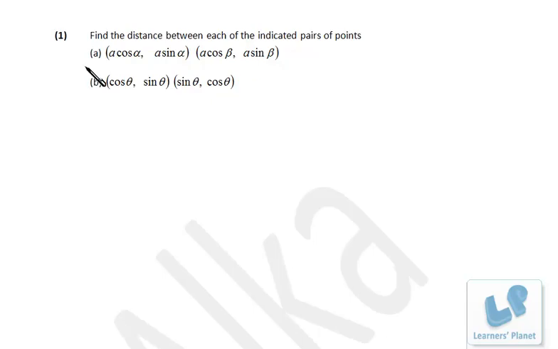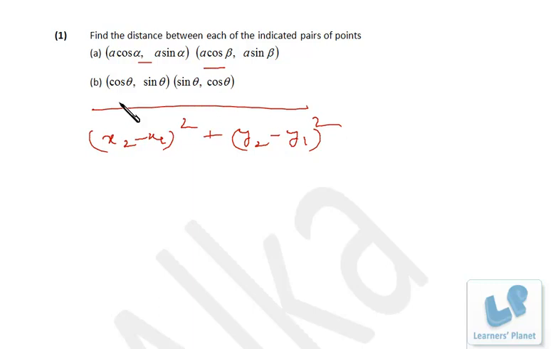Now let's take this first problem. Find the distance between each of the indicated pair of points. We have to find out the distance between these 2 points. Directly you can put up the distance formula. What the distance formula is? x2 minus x1 whole square plus y2 minus y1 whole square and the square root. Okay. Now we can directly put up the values over here.